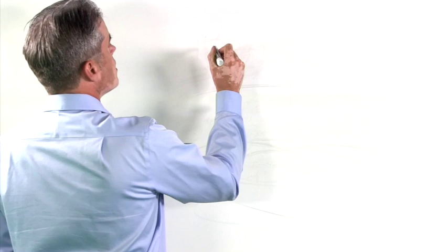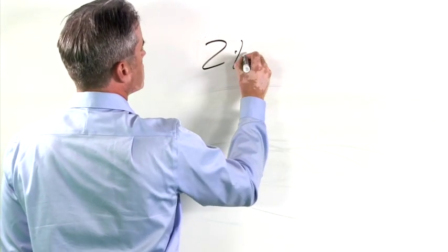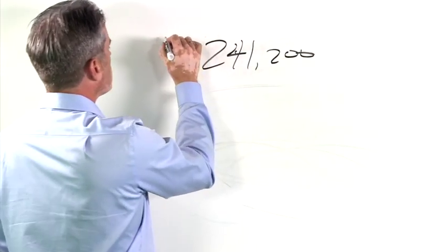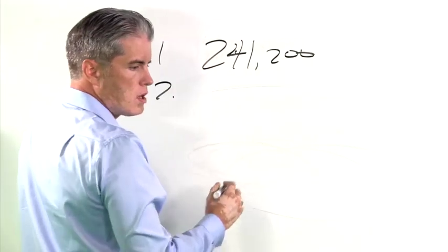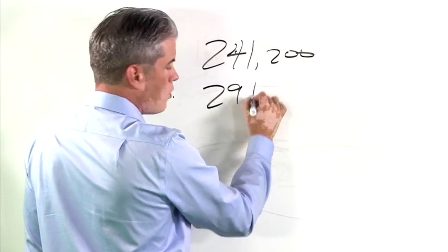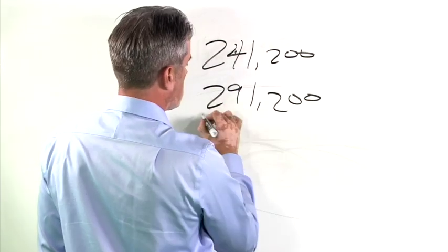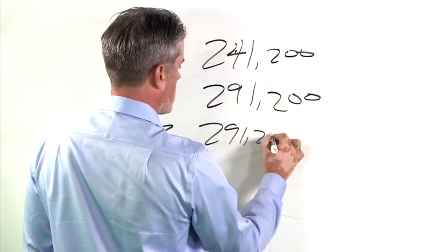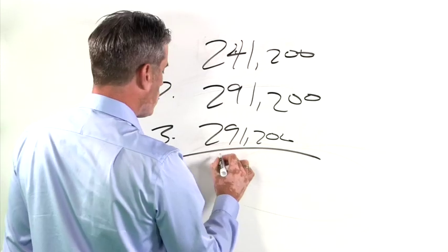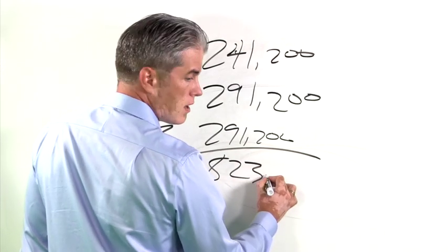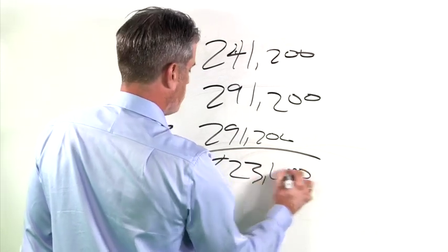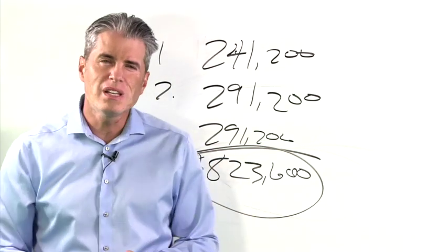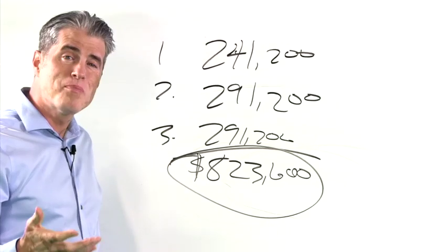So year 1, $241,200 in year 1. Year 2, you're back up to $291,200. Sorry, I'm looking at my cheat crib notes. Year 3, it's $291,200 for a grand total of $823,600. What would you do with almost $1 million more in your bank?